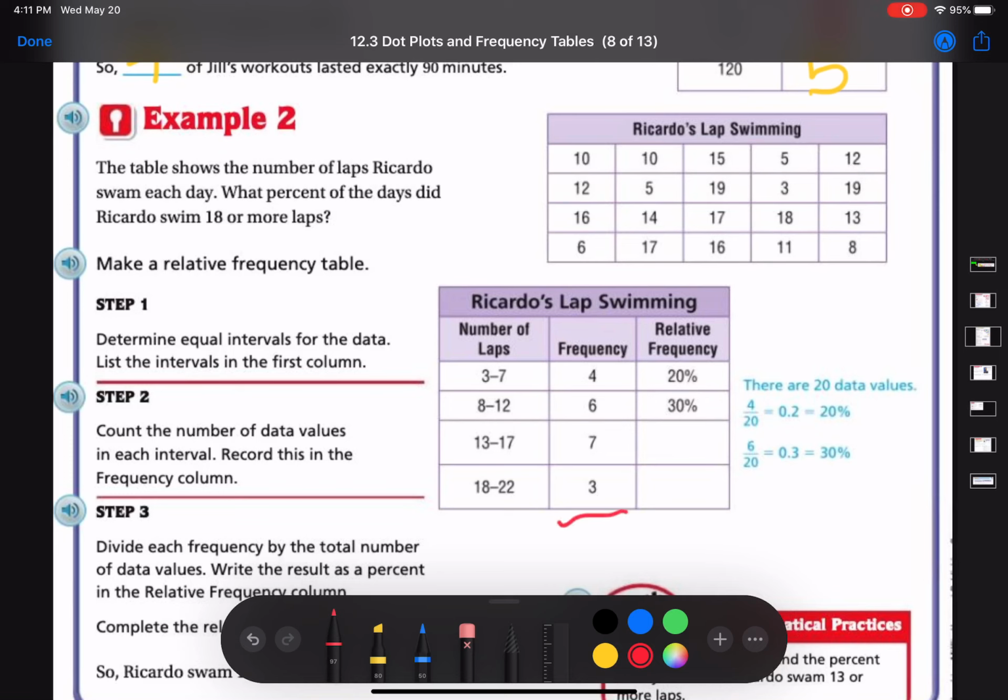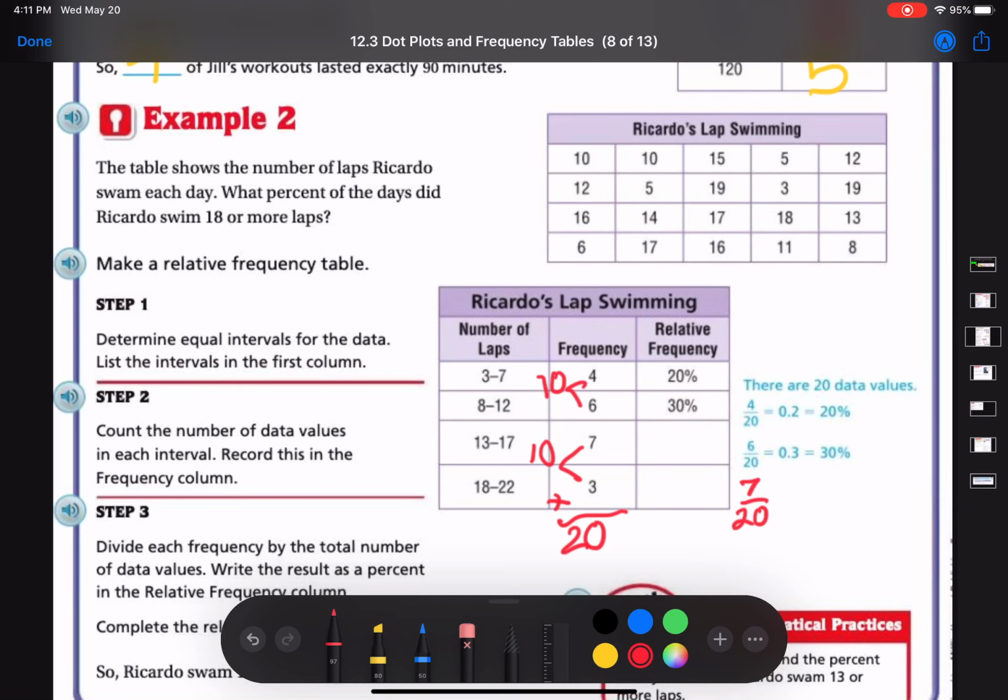Now, you want to add this up because you need to know the total number of frequency that you have here. It's actually really easy to add up because that's a 10 and that makes a 10. So then that makes it 20. So you want to remember that. Now, let's start with the first blank we need to fill in. So for the number of laps ranging from 13 to 17, they did that 7 times. So now you're going to go 7 over 20 because 20 is the total number of frequency.